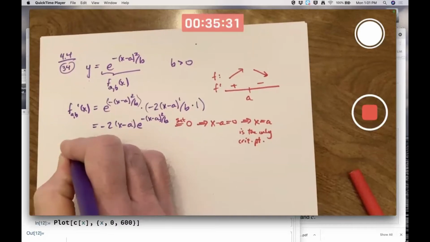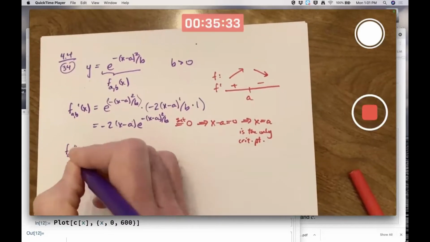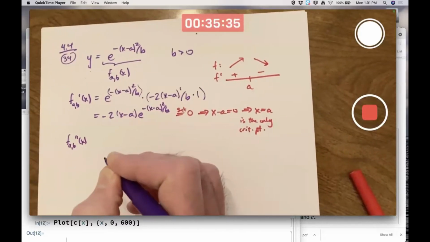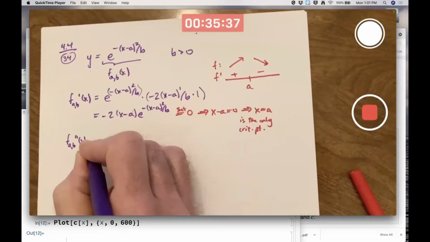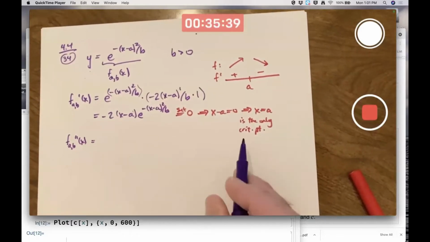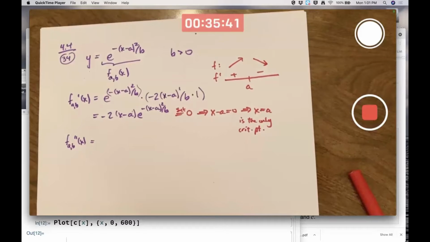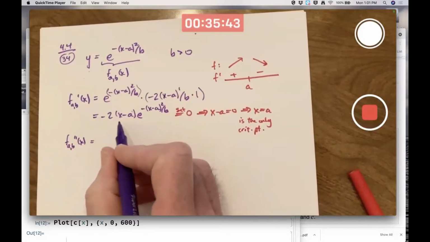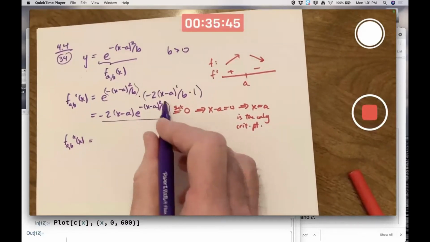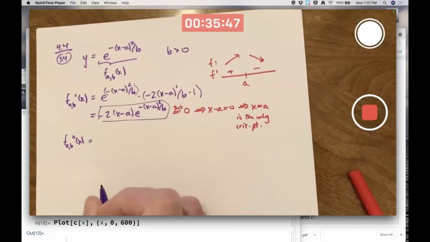What about the second derivative? And why take the second derivative? Well, we can find inflection points for one thing. We could also confirm we got a local max at x equals a. Differentiate this entire thing. Oh, I'm going to need the product rule as well.